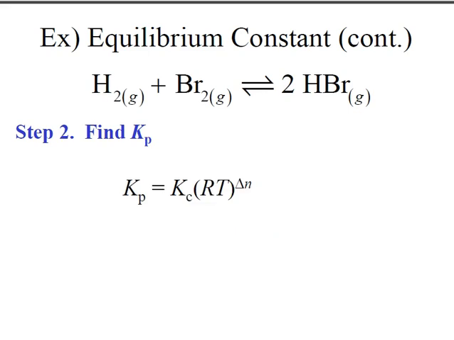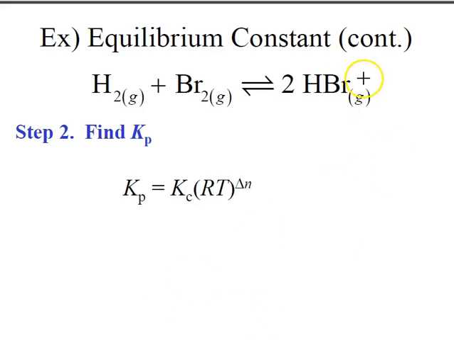We said that Kp equals Kc RT to the delta n. We know Kc from step 1. We know R from what was given to us on the previous slide, that 0.0821. We know the temperature. Remember, they gave that to us in the problem. We'll change it to Kelvin by adding 273. But what about delta n?